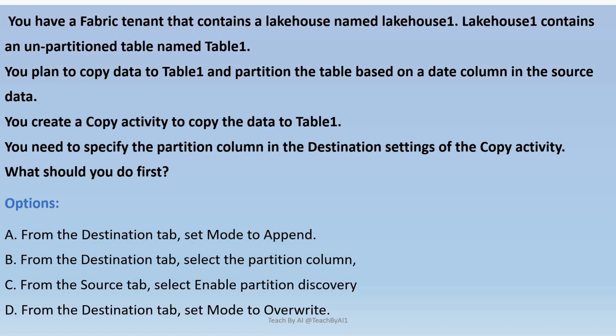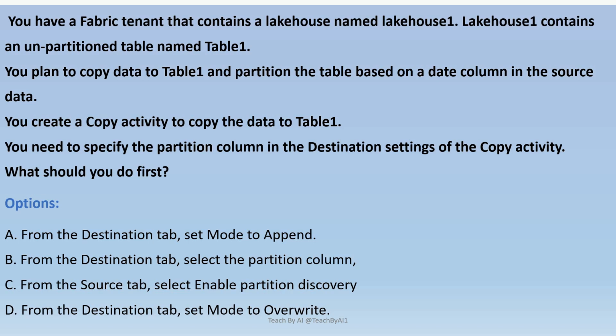Question 6, you have a Fabric tenant that contains a lakehouse named Lakehouse 1. Lakehouse 1 contains an unpartitioned table named TABLE1. You plan to copy data to TABLE1 and partition the table based on a date column in the source data. You create a copy activity to copy the data to TABLE1. You need to specify the partition column in the destination settings of the copy activity. What should you do first?